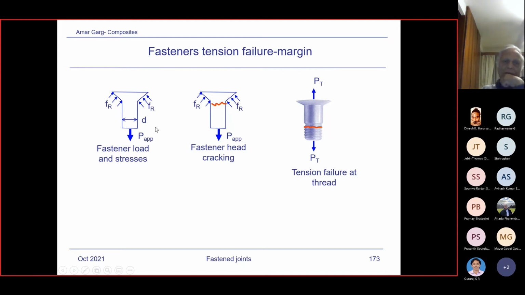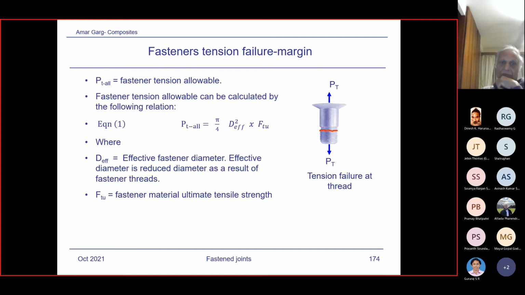So now, looking at this fastener load and the stresses, what happens due to this? You are pulling this, and the stress due to the reaction may cause the fracture over here, or it can fail over here, depending on the load and type of fastener, countersink, boundary conditions, various scenarios.